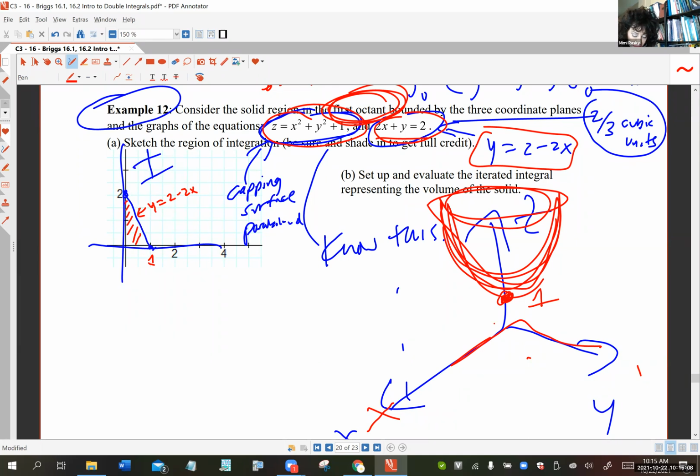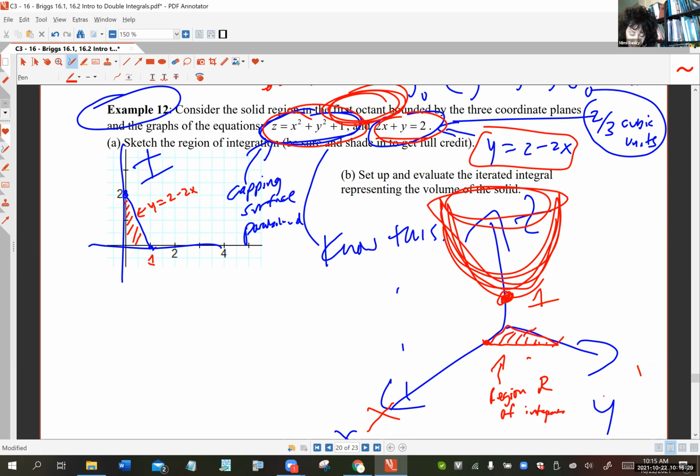And so if I graph this base here in my 3D coordinate system, there's the base of the solid. And that's going to be the region of integration when we set up our double integral. So this is the region R of integration, this base.